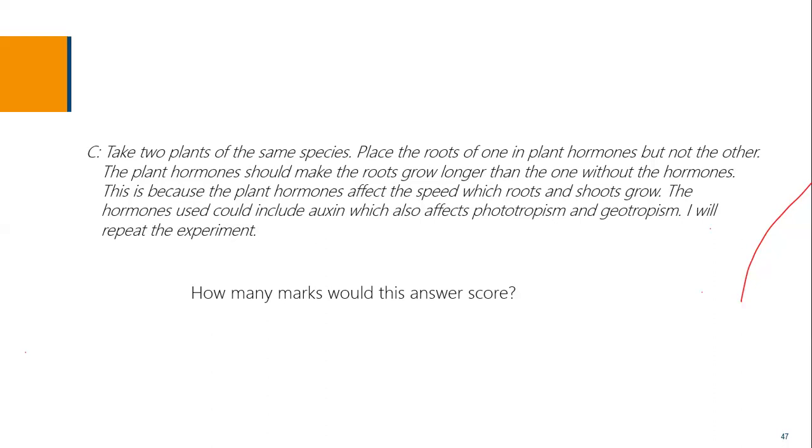The question specifically asks about a range of hormone concentrations. It's only got one with and one without. So this doesn't get the change mark, and that is in the additional guidance on the mark scheme. It specifically says auxin and no auxin doesn't gain a mark. It says what the plant hormones do, but this is not answering the question. It's not describing the experimental planning. So that is two marks.